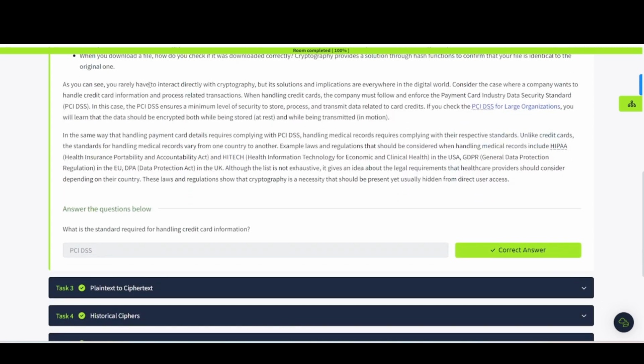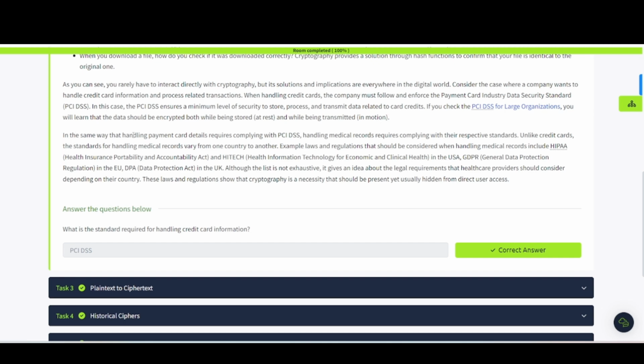As you can see, you rarely have to interact directly with cryptography, but its solutions and implications are everywhere in the digital world. Consider the case where a company wants to handle credit card information and process related transactions. When handling credit cards, the company must follow and enforce the Payment Card Industry Data Security Standard, PCI DSS. In this case, PCI DSS ensures a minimum level of security to store, process, and transmit data related to credit cards. If you check the PCI DSS for large organizations, you will learn that the data should be encrypted both while being stored, which is at rest, and while being transmitted, which is in motion.